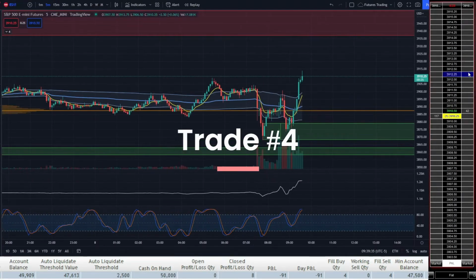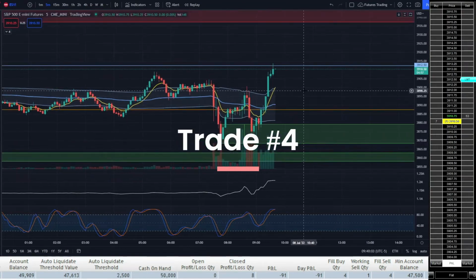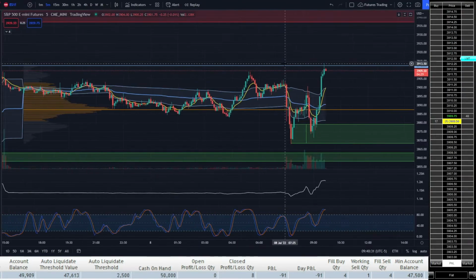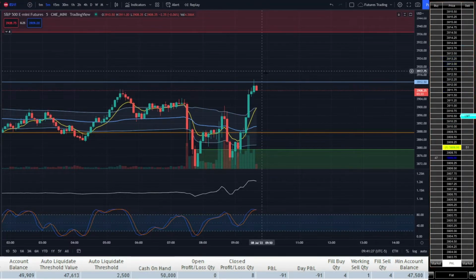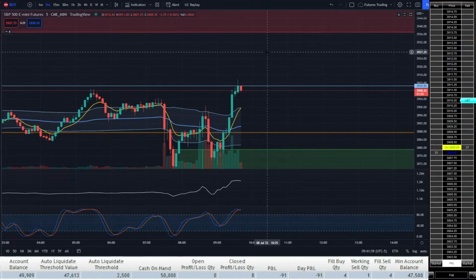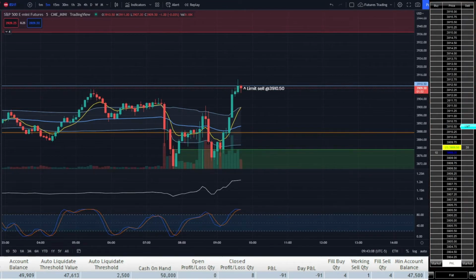So this next trade, number 4, is probably a bit of a tilt revenge trade, as I saw sellers step in right after I got stopped out of the last trade. I saw that the price was beginning to consolidate and buyers were losing steam, so I decided to go short at 3910.50.